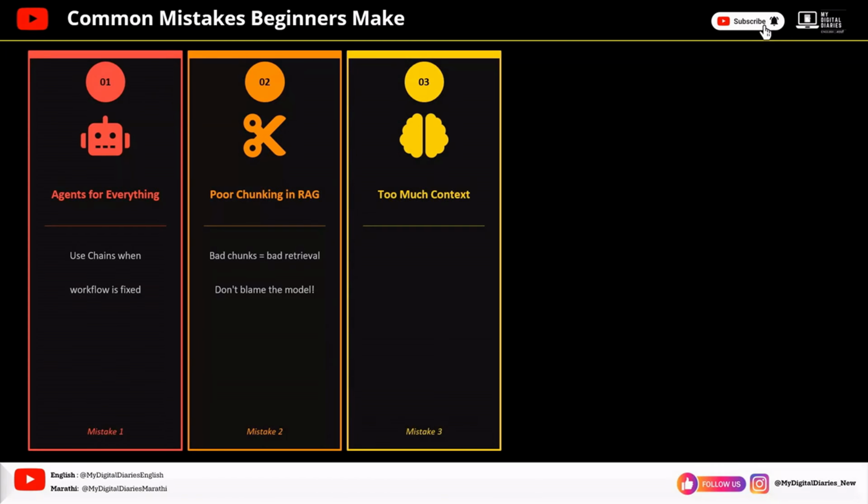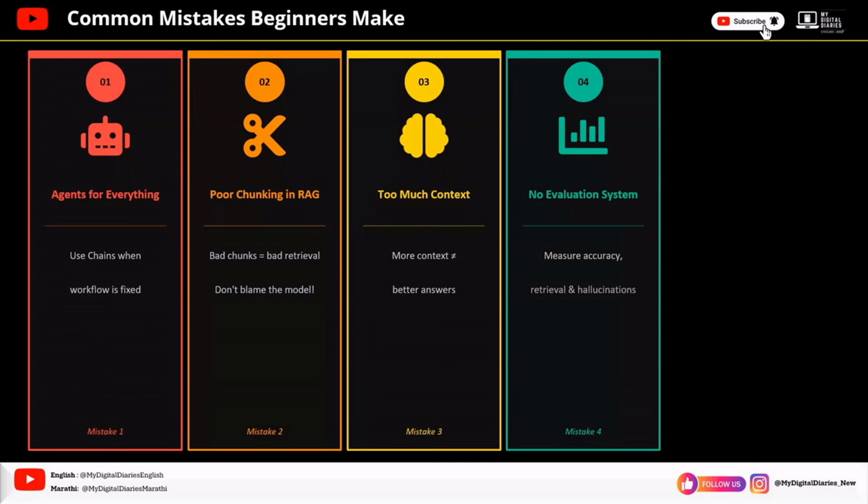Mistake number 3. Too much context. Beginner thinks more information equals better answer. But that's not true. Stuffing too much context into the AI can confuse it, slow it down, and even bury the actual answer under the irrelevant details. More context does not mean better answer. Give the AI what it needs, nothing more than that.